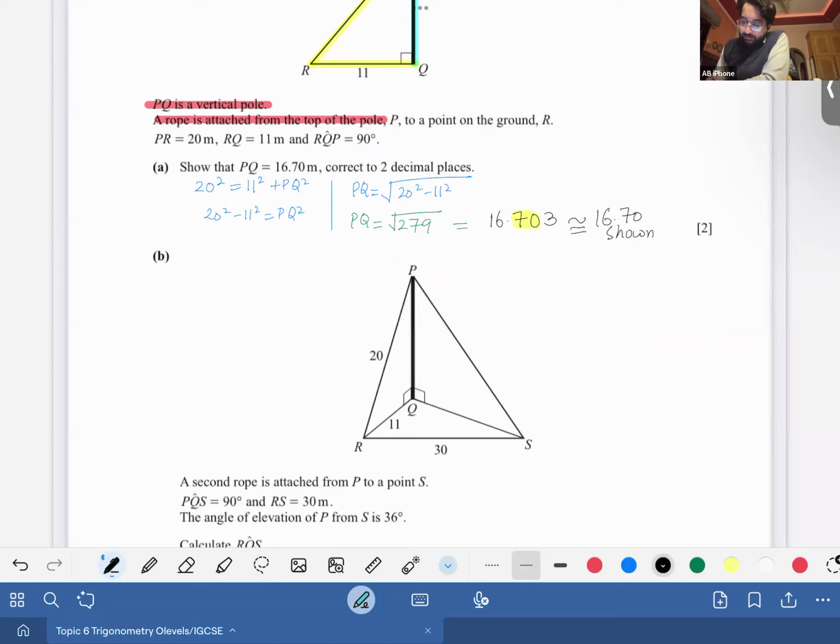Part B says that a second rope is attached from point P to S. PQS is 90 degrees and RS is 30 meters. The angle of elevation of P from S. So what is angle of elevation? The angle of elevation is like a Z, okay? ये Z की तरह होता है। तो यहाँ पे, for example, this is angle of elevation. This is angle of elevation. Alternate angles याद रहने चाहिए. And this is angle of depression.